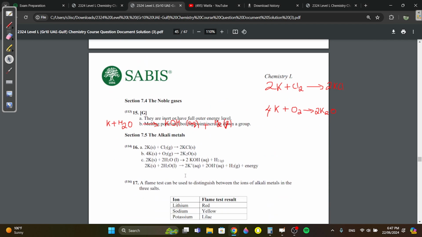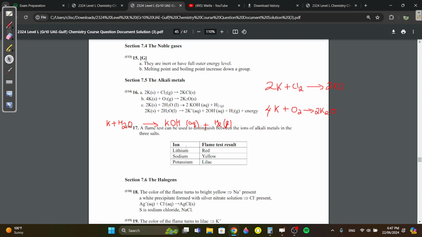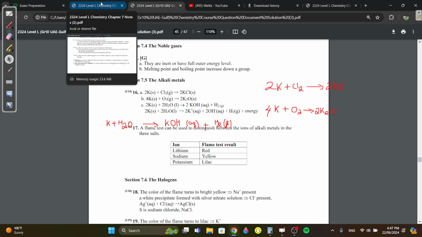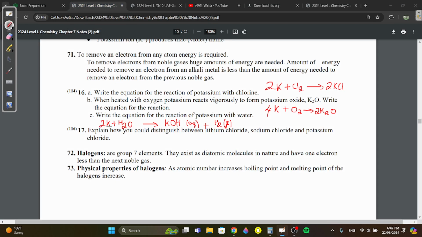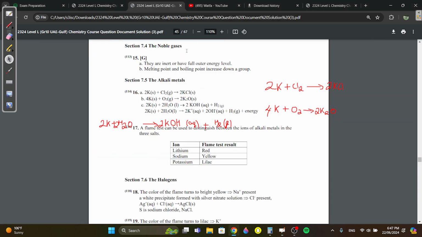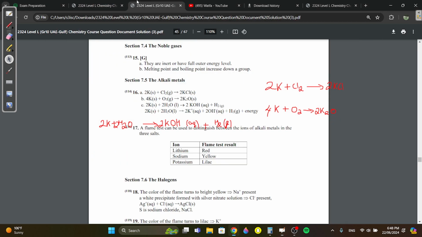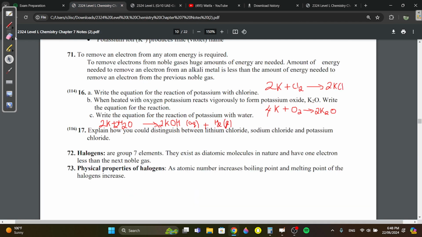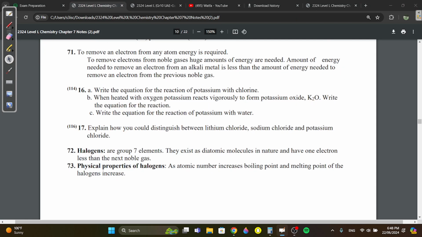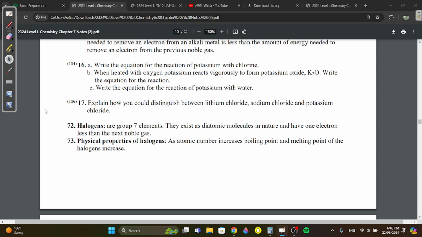Okay, question 16. They put coefficient 2 beside everything. Okay, does that work? 2 here, 2 here. So you have 2 of this. So if you put 2, 4. Yeah, okay. But hydrogen gas shouldn't get the 2 beside it. Yeah, it doesn't. Okay, I think that's correct. Let me check the other ones as well if they're correct. You have 2K plus Cl2, yeah. 4K, okay, they're correct. Explain how you could distinguish between lithium chloride, sodium chloride, and potassium chloride.